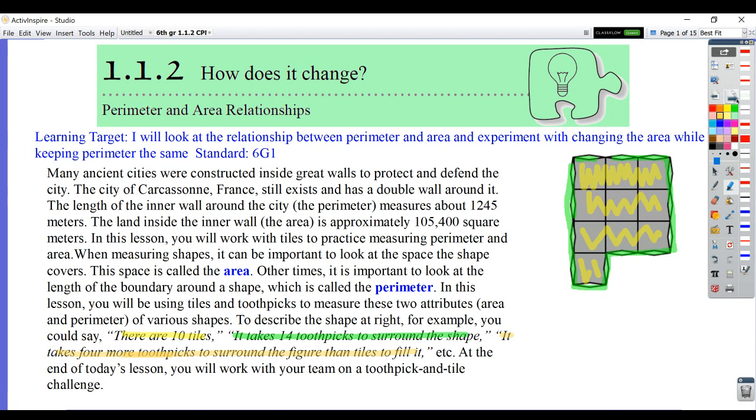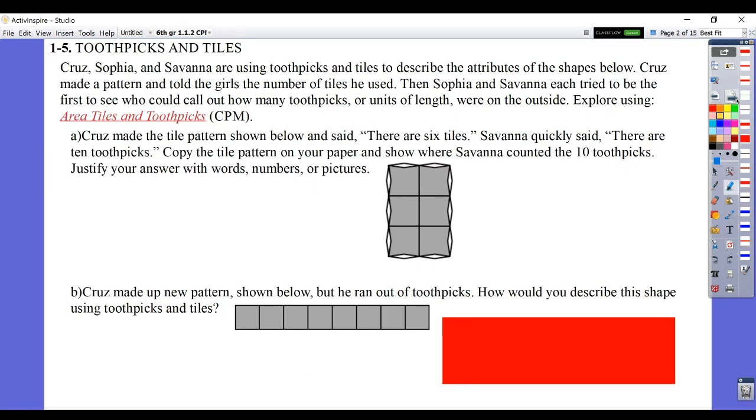All right. So what they wanted you to do first would be to look at some different tile patterns and count out and figure out how many tiles it takes to fill the inside and how many toothpicks it takes to surround the outside. All right. So if we look at this picture, Savannah said it was 10 toothpicks to get the outside edge. Cruz said there were 6 tiles inside.